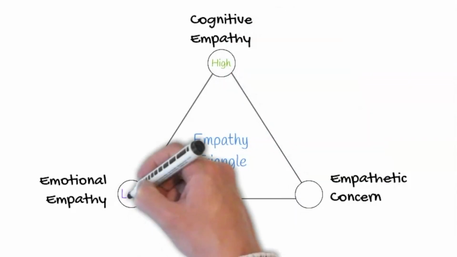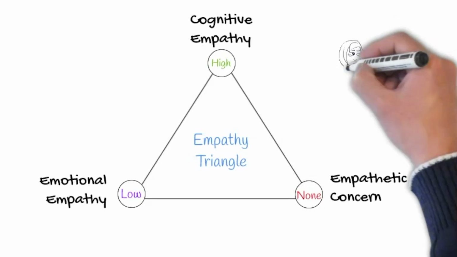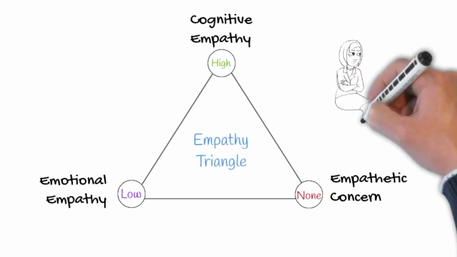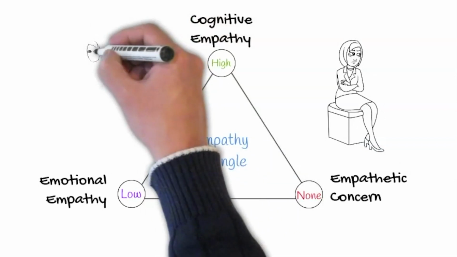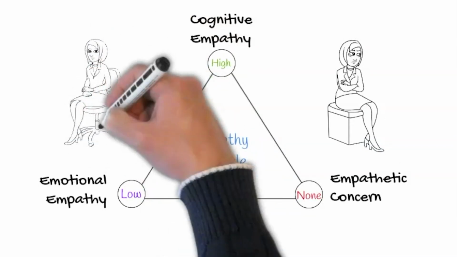High level of cognitive empathy with low or no emotional empathy or empathetic concern. Well, that doesn't sound good at first. Having lower levels of emotional empathy may mean that you are not considering how the other person is feeling, and you could have some misunderstandings based on this.